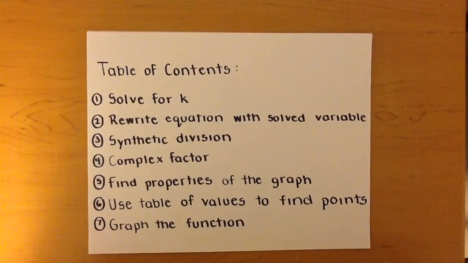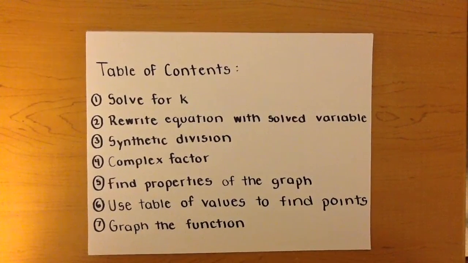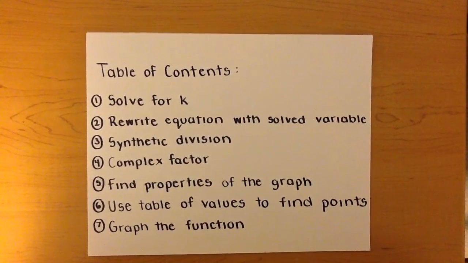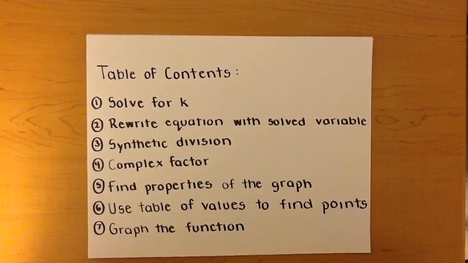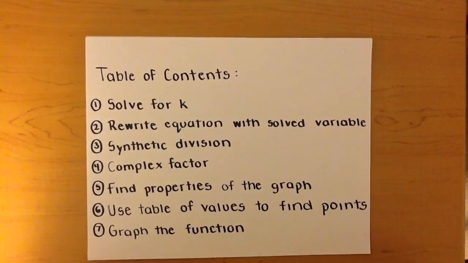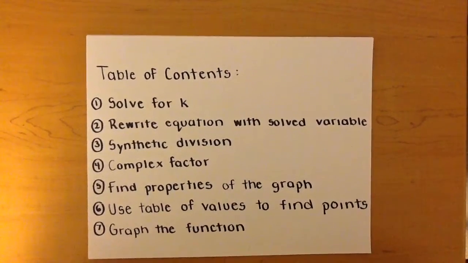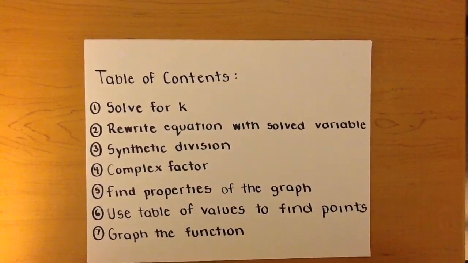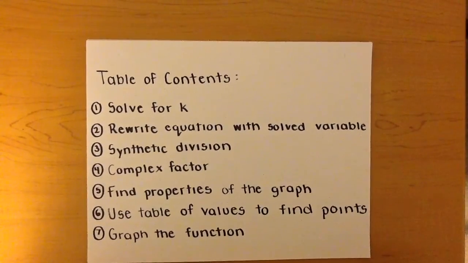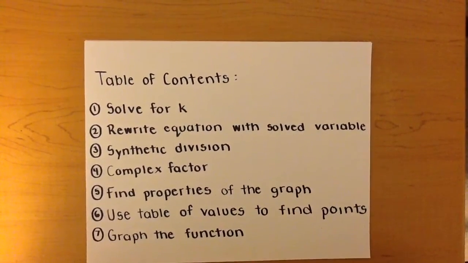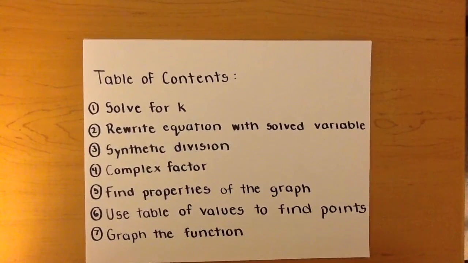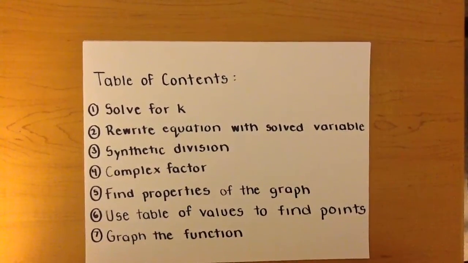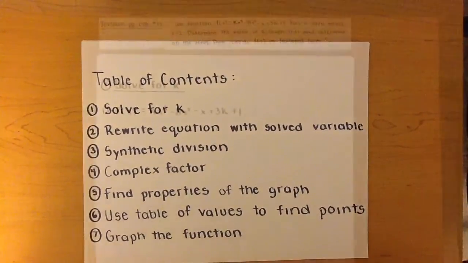First, we will solve for k using a method learned in previous math classes before advanced functions. After that, we will rewrite the equation with the solved variable. Next, we must use synthetic division to simplify the equation, a method learned in Unit 2 of advanced functions. The fourth thing we must do is factor the equation after it's been divided, a method also learned in Unit 2. Next, we will find the properties of the graph from the equation learned in Unit 0. After that, we will find the values to graph the polynomial and then actually graph it, a method also learned in Unit 2, Lesson 3.